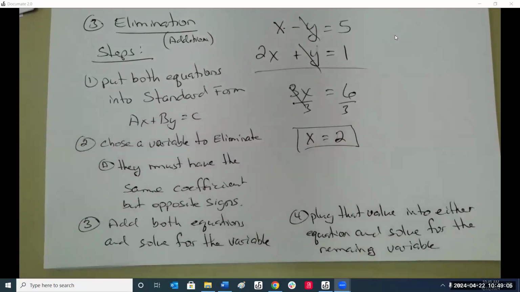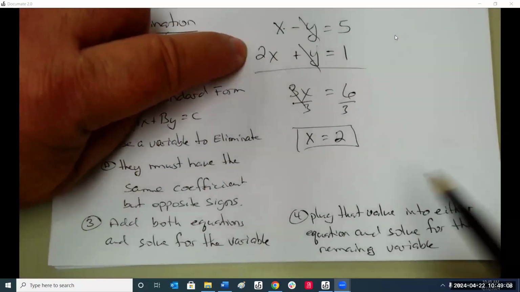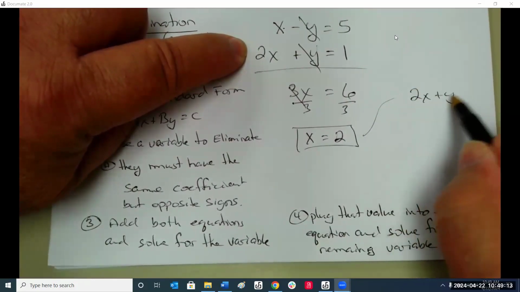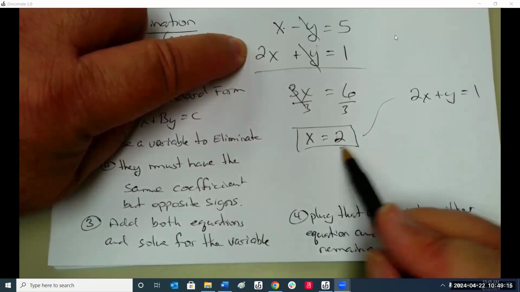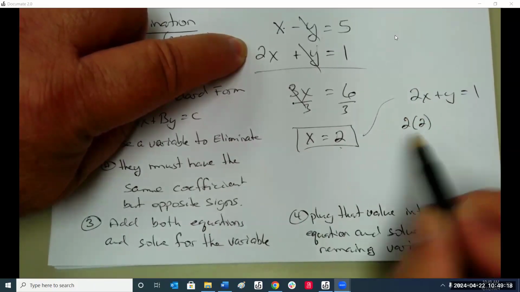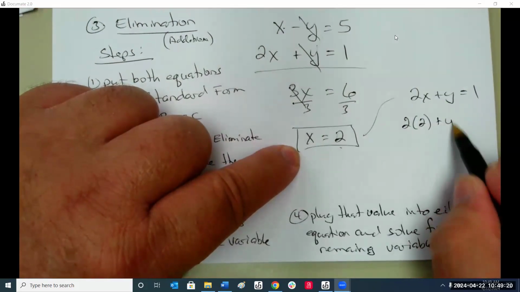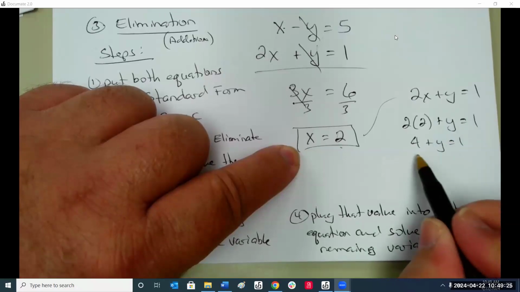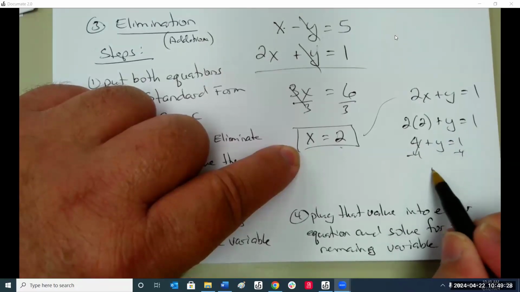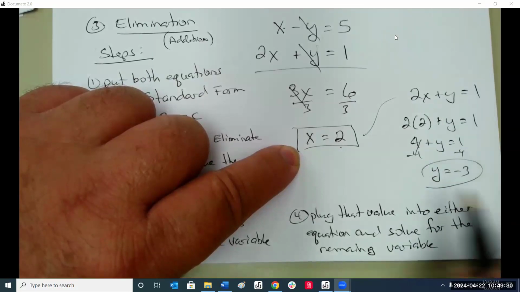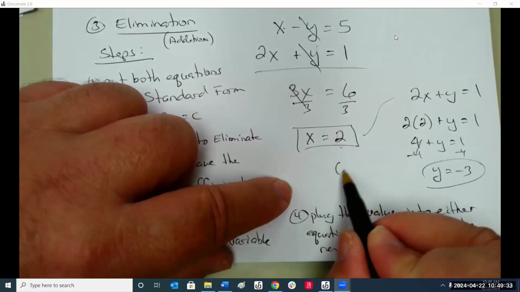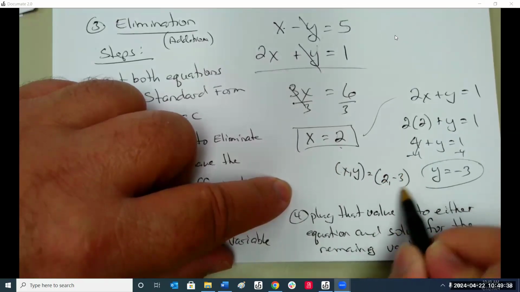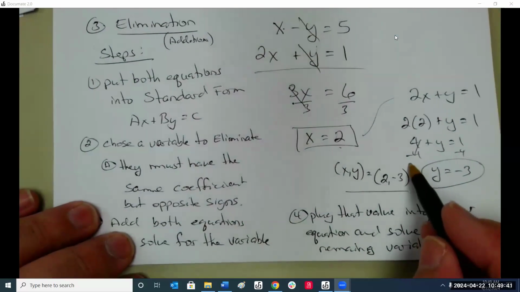Since I used both of them at the beginning, I can use either, so I would use the second equation. I'm using equation 2: 2x plus y equals 1. x is equal to 2, so I'll plug that in there. Now I've got to solve for y. Subtract 4 from both sides. y is equal to -3. So my solution, the point of intersection, is at (2, -3). That's my solution.